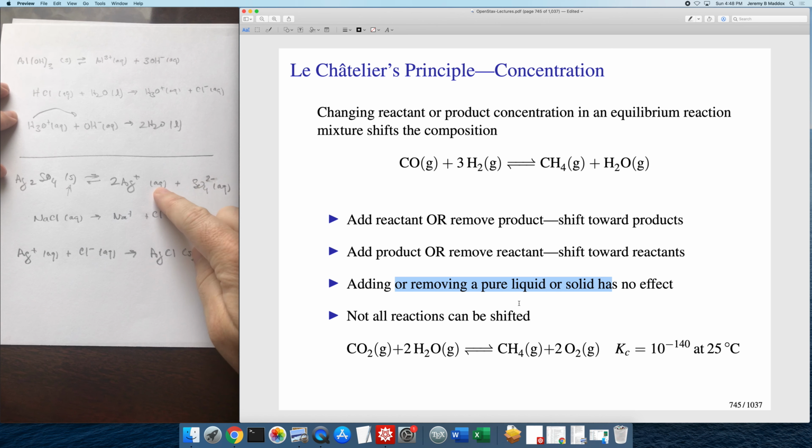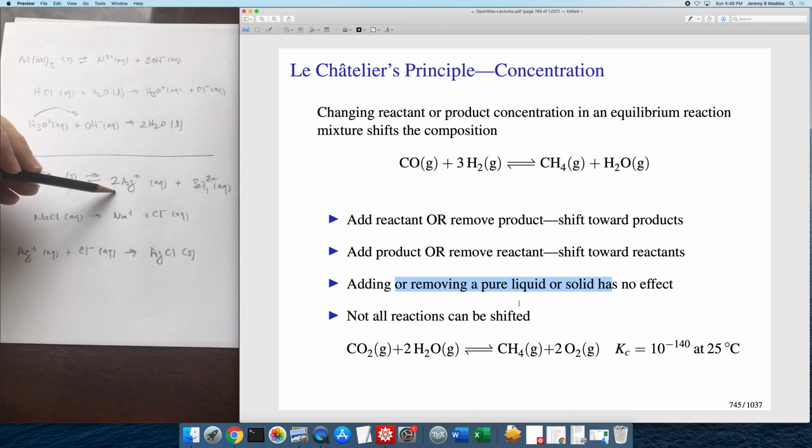And so this precipitation is going to decrease the concentration of the silver ion in solution. That'll in turn increase the solubility of the silver sulfate. So that's another way that you can manipulate the amount of a reactant or product. Here we did an acid-base neutralization reaction. Another way you can do this is through precipitation reactions.